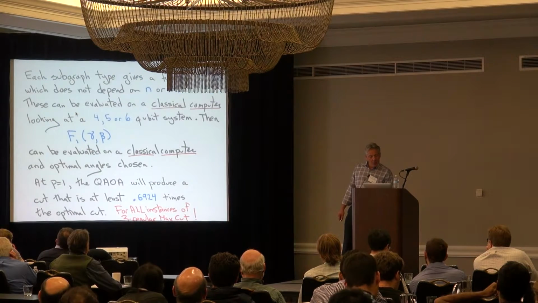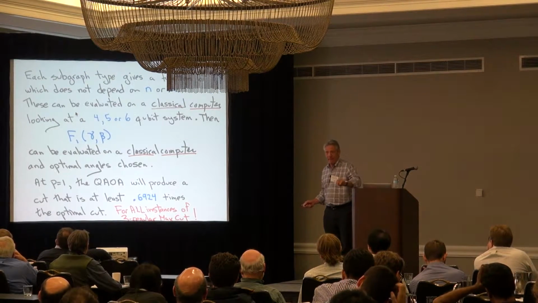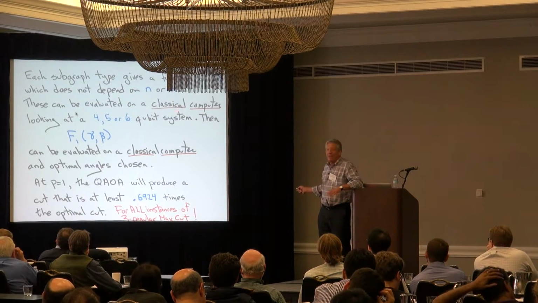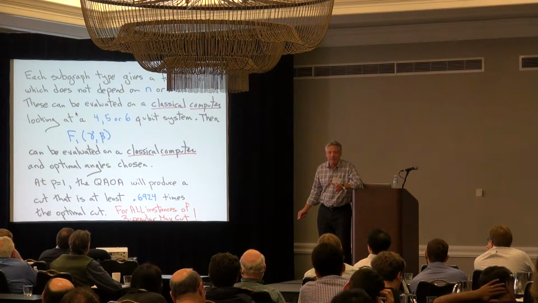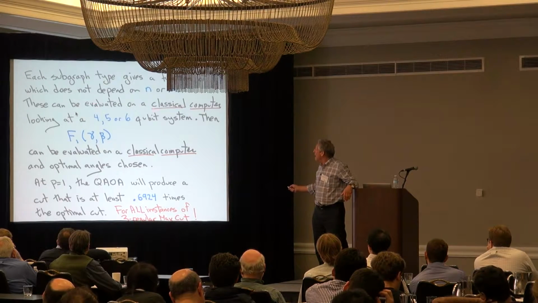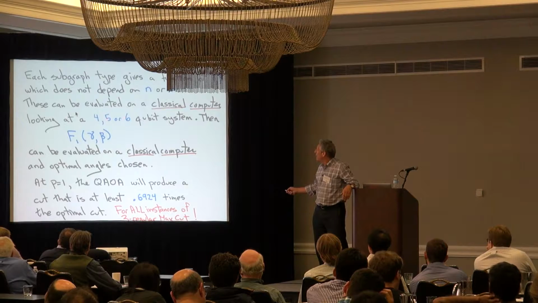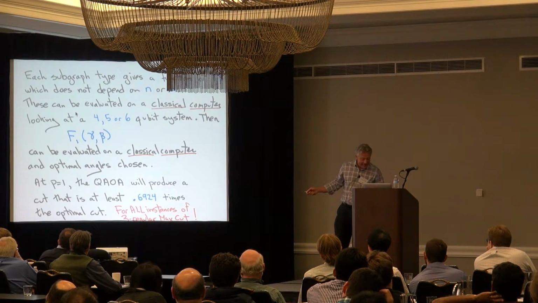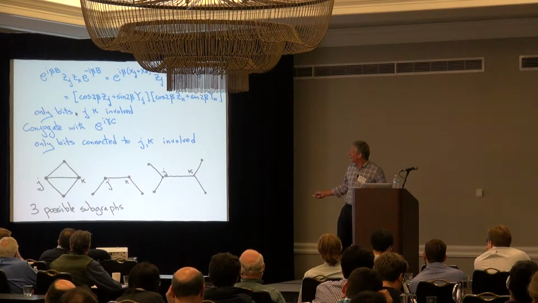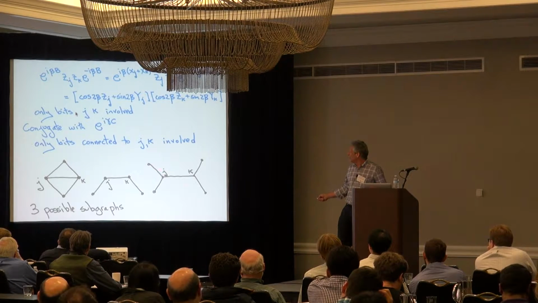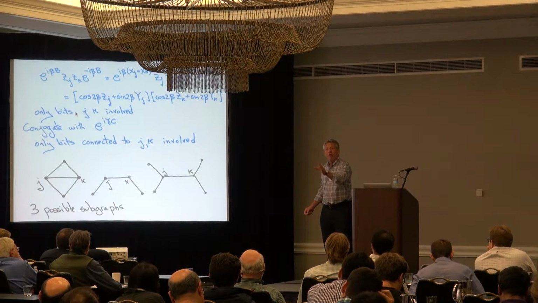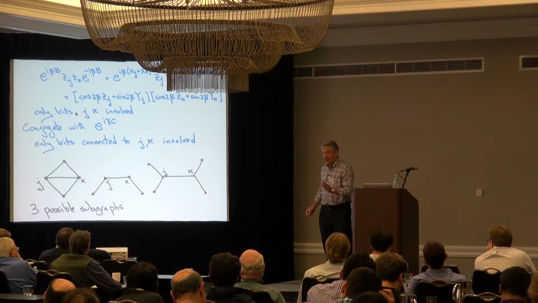Each subgraph type is a function of gamma and beta, and it doesn't depend on n or m. It only depends on gamma and beta, and it can be evaluated on a classical computer looking at a 4, 5, or 6 qubit system. If you go back, this one involves 4 qubits: 1, 2, 3, 4. This one involves 5: 1, 2, 3, 4, 5. And this one involves 6: 1, 2, 3, 4, 5, 6. So by just looking at a 4, a 5, or a 6 qubit system, I get 3 different functions of gamma and beta.